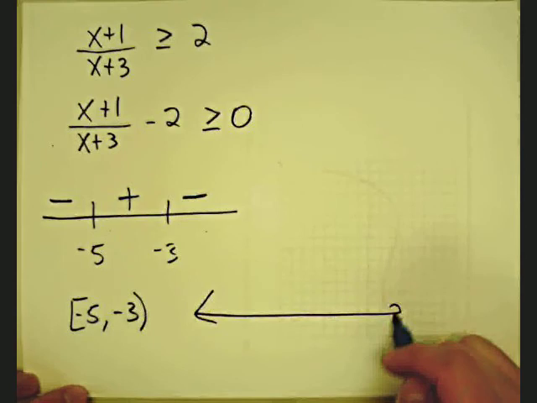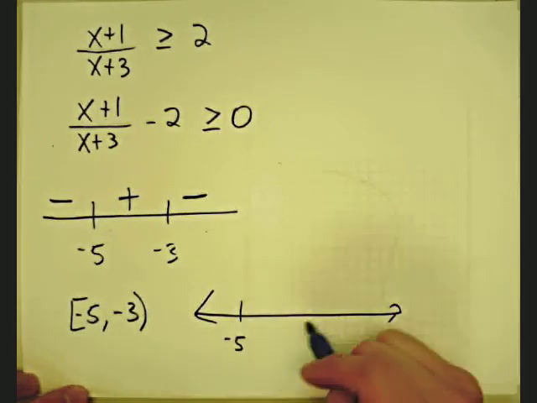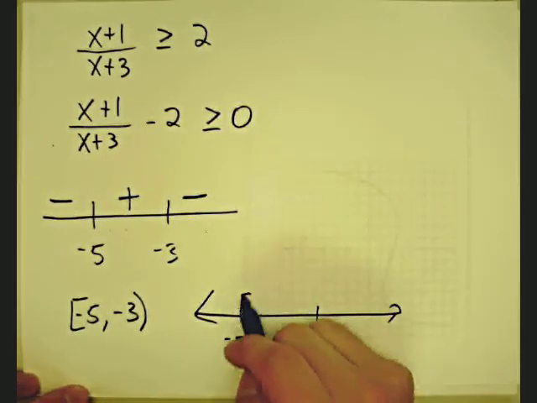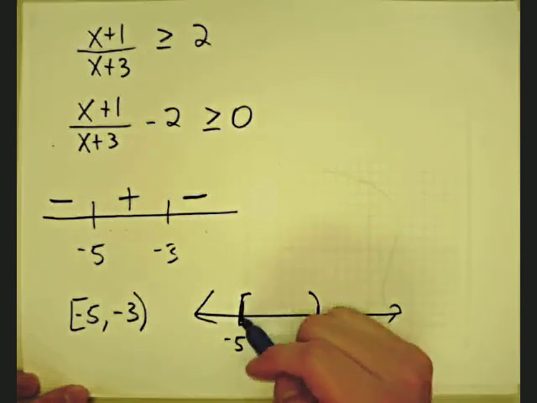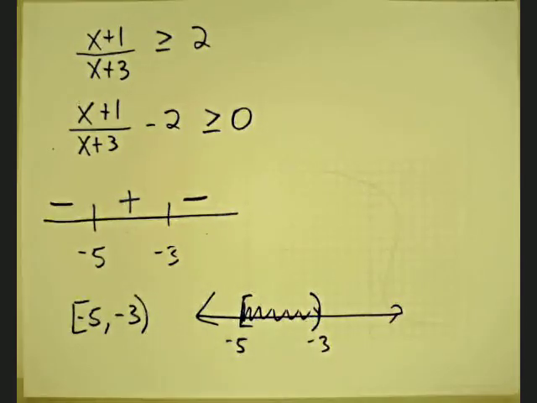Graphing this on a number line, we'd have a bracket at negative 5, parentheses at negative 3, and shaded in between.